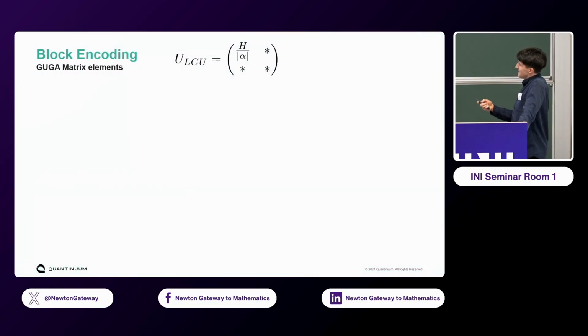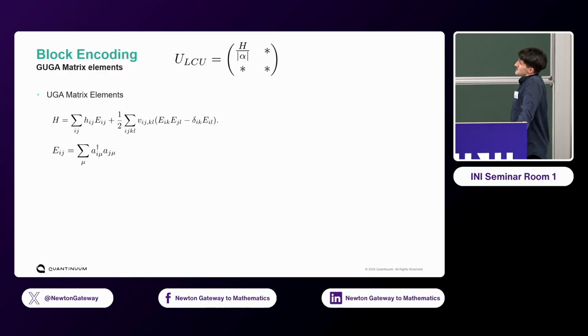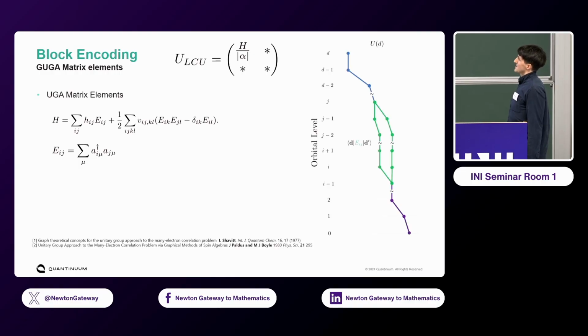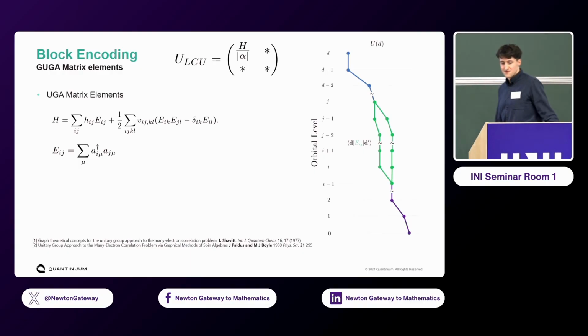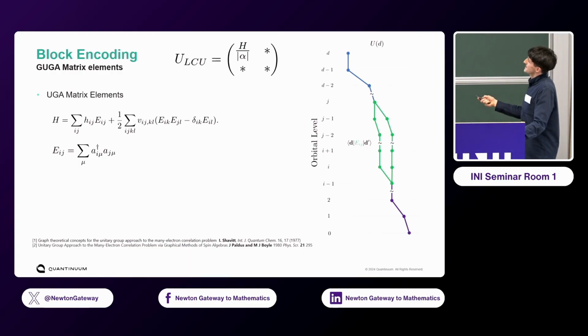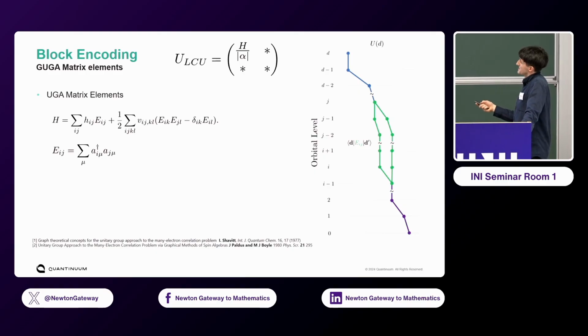Okay, so we want to take our Hamiltonian, which is the spin-adapted unitary group Hamiltonian, and encode this in a larger unitary by this method called linear combination of unitaries. So the matrix elements are obviously going to take the form of this, which is the unitary group Hamiltonian. And the EIJs, these individual parts, actually have a very neat graphical interpretation, where the matrix elements of this wave function in the spin-adapted basis have the form of overlapping walks, where whether the walk is allowed is given by the underlying spin coupling.